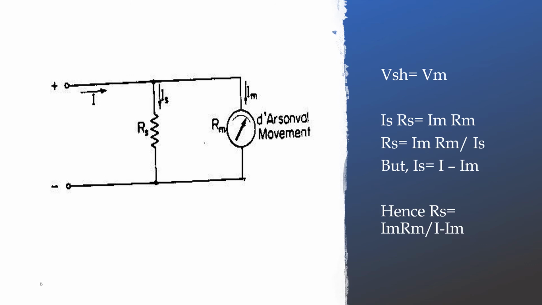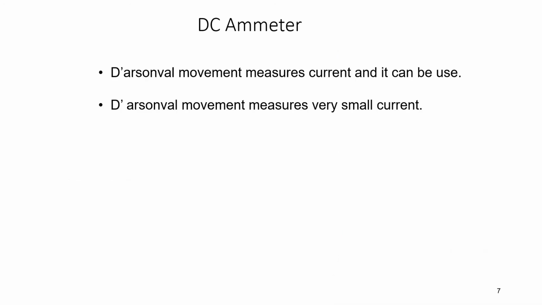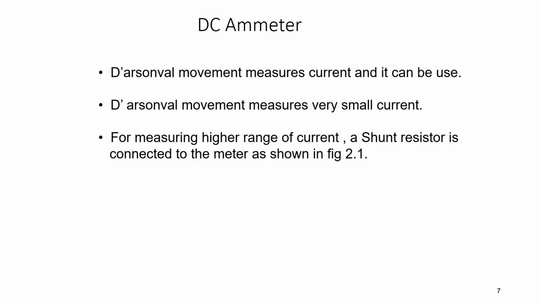We know that I is the total current, Is is the current through the shunt, Im is the current through the meter. So, Is is nothing but it is equal to the total current I minus the current flowing through the meter Im. So, Is is equal to I minus Im. Therefore, Rs can be calculated as equal to Im Rm divided by I minus Im. So, this DC ammeter can be used to measure very small currents.